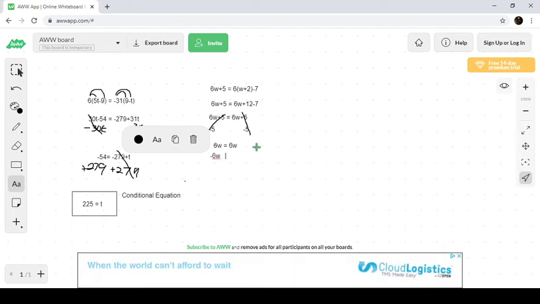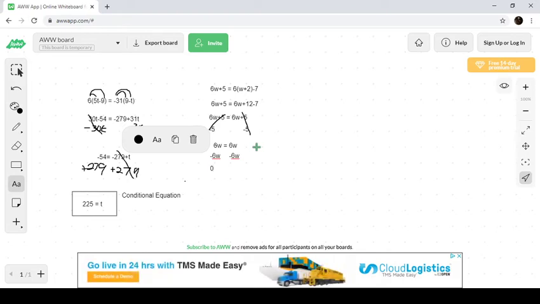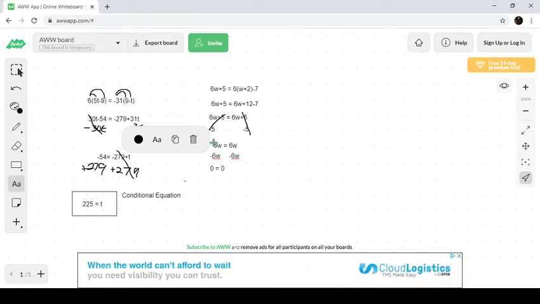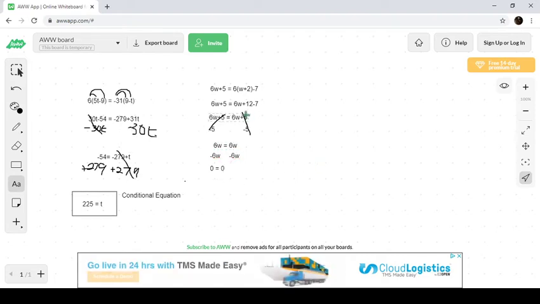6W from this side and 6W from this side. Well, what does that leave us with? That leaves us with 0 equals 0. 6W minus 6W obviously is 0. 6W minus 6W is, again, 0. So at a certain point, the entire equation is just balanced the entire way through, and everything cancels everything else out. So what does that mean?